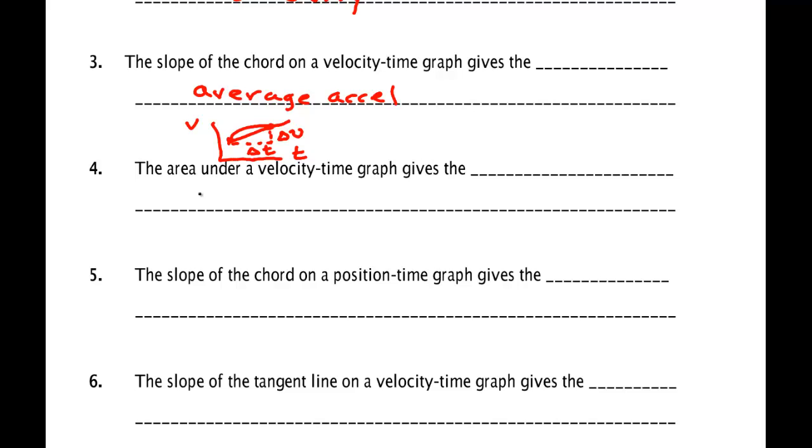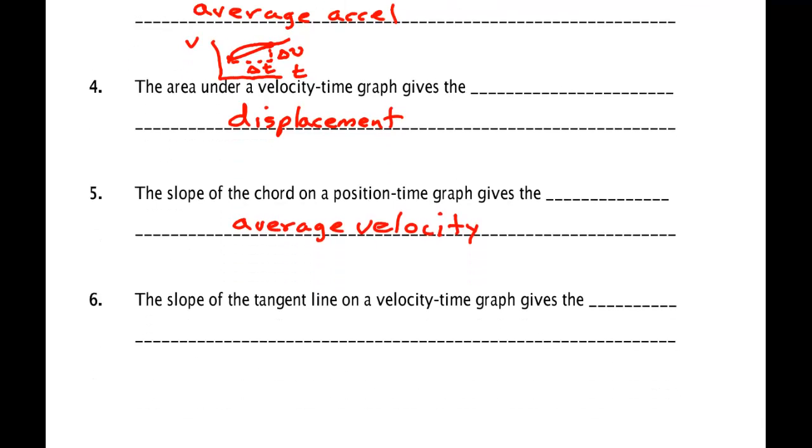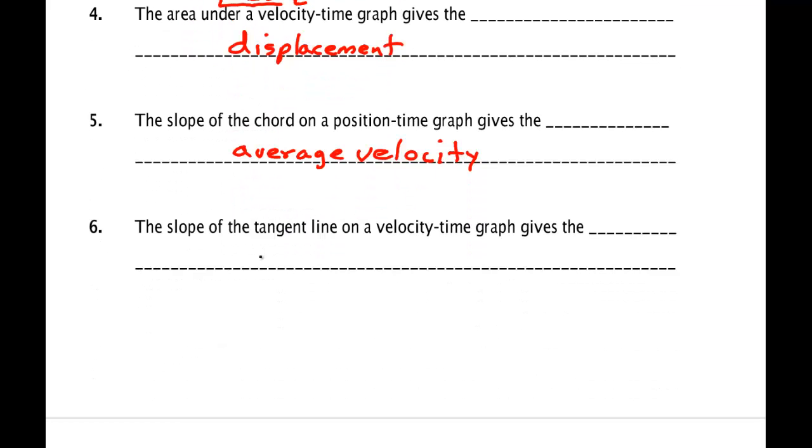The area under a velocity time graph gives the displacement, which is the change in position. The slope of the chord on a position time graph gives the average velocity. The slope of the tangent line on a velocity time graph gives the instantaneous acceleration. So problems 1 through 6 were simply checking out definitions and your understanding of motion curves. We now go to question number 7.